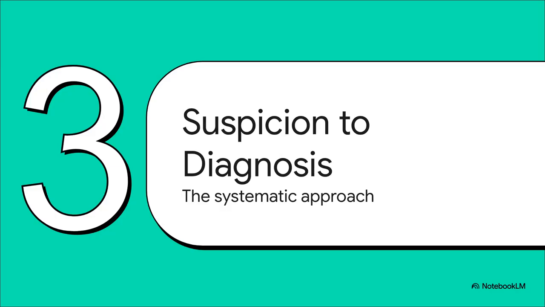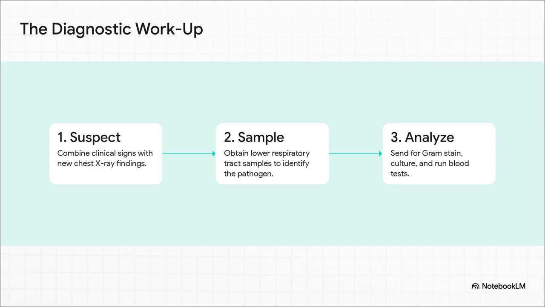All right, so you're suspicious, the patient's clinical picture fits, the x-ray looks bad. Now what? How do we go from "I think this is VAP" to "I know this is VAP"? It's a pretty straightforward 3-step playbook. First, you put your clinical suspicion and your x-ray findings together. That's step 1. Step 2, and this is so important, you've got to get a sample from deep down in the lungs to figure out what bug is causing the trouble. And then step 3, you send that sample and some blood work off to the lab. You need that gram stain, you need that culture, so you can get a positive ID on the culprit.